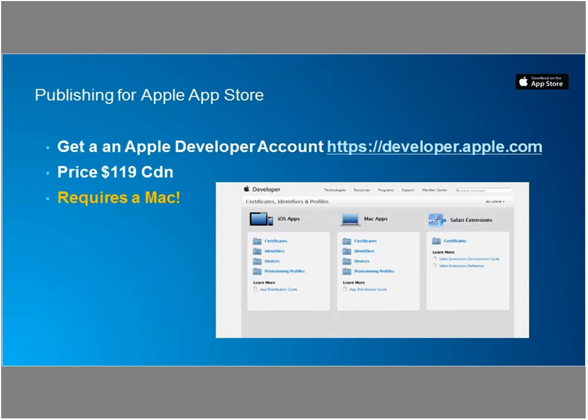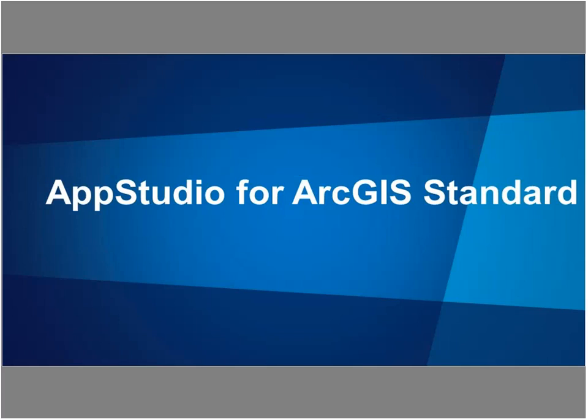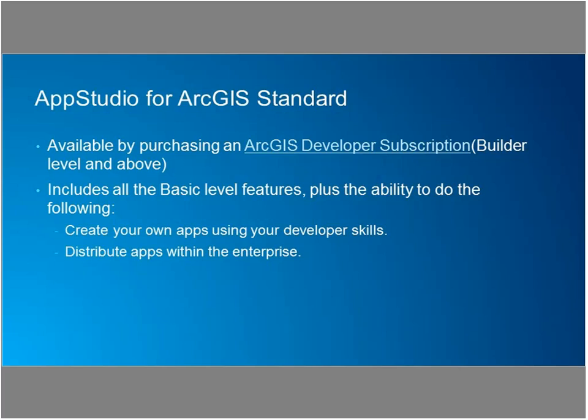Perfect. Okay. All right, now we're going to build upon the simplistic thing first, and we're going to introduce AppStudio for ArcGIS Standard, which takes the simplistic thing and adds more capabilities to it. So, AppStudio for ArcGIS Standard. How do you get this? And Minxie's going to demonstrate what Standard gives you. The first thing you do is you get a developer subscription, and you need to get that at the builder level and above. I'll show you a screenshot in a second of what the website looks like where you sign up for the developer subscription.